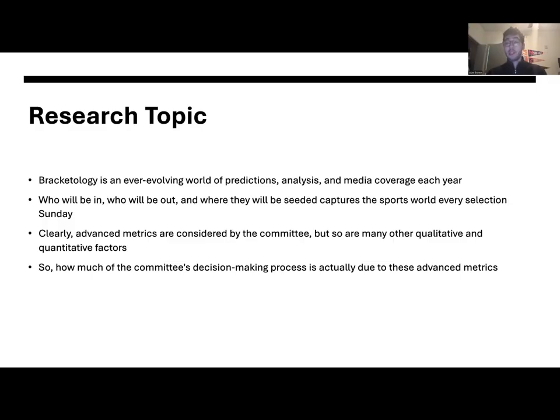So teams are always looking at who will be in, who will be out, and fans as well. And where the teams will be seeded, in addition to just if they'll make it, also captures the sports world every Selection Sunday, as fans say, oh, this team made a 6 seed when they should have really only been a 9 seed.